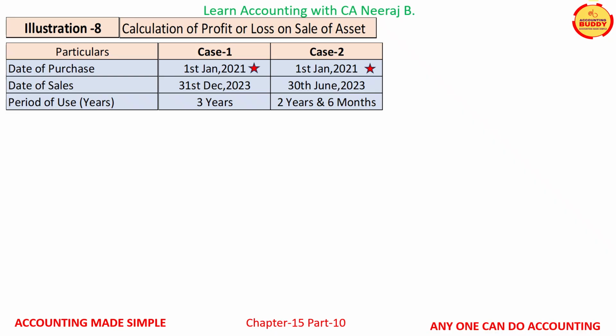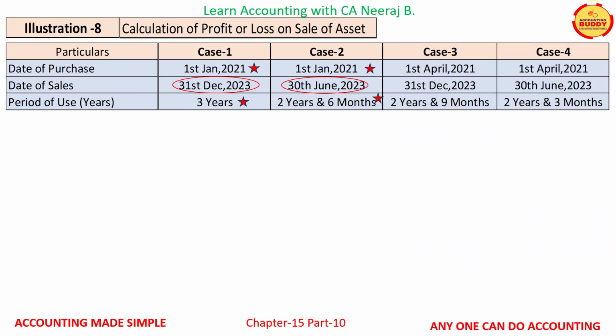In case 1, the machine is considered to be sold on 31st December 2023 and in case 2, the machine is considered to be sold on 30th June 2023. In case 1, the machine is used for 3 years while in case 2, the machine is used for 2 years and 6 months. In case 3 and case 4, the date of purchase of machine in both the cases is 1st of April 2021. In case 3, machine is considered to be sold on 31st December 2023, while in case 4, machine is considered to be sold on 30th June 2023.